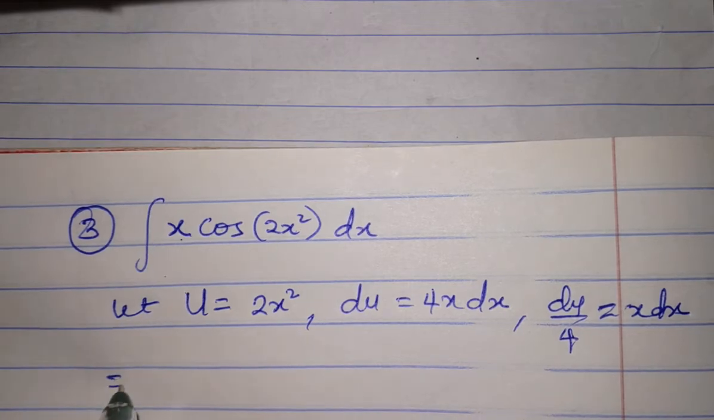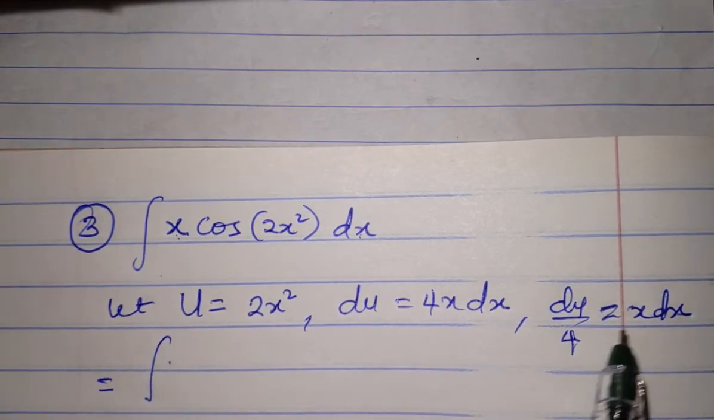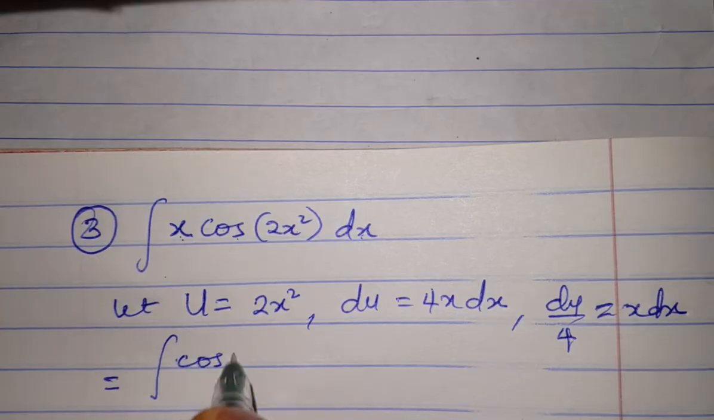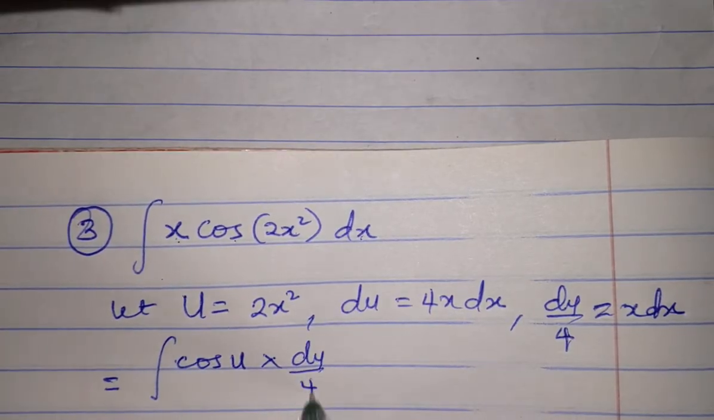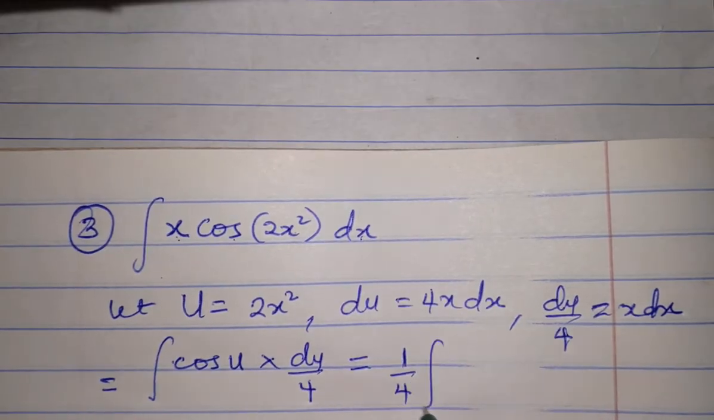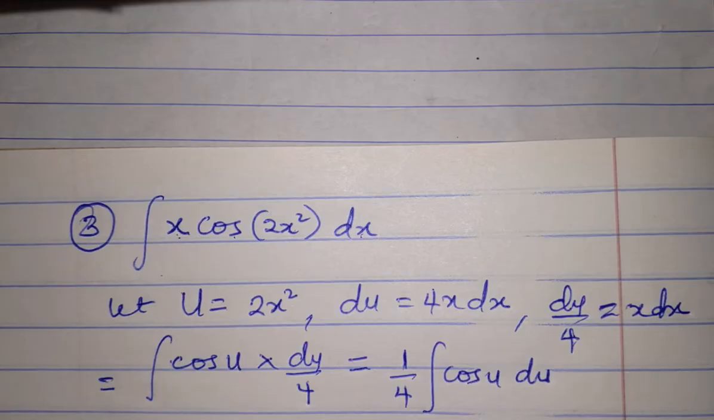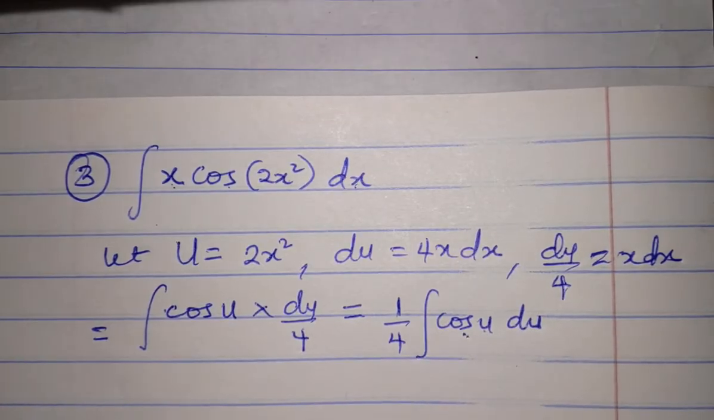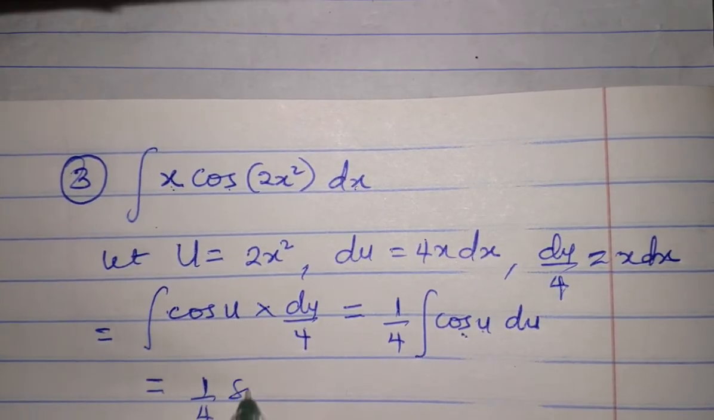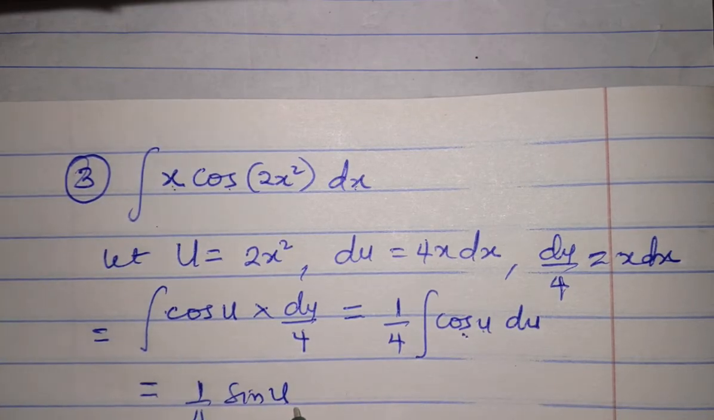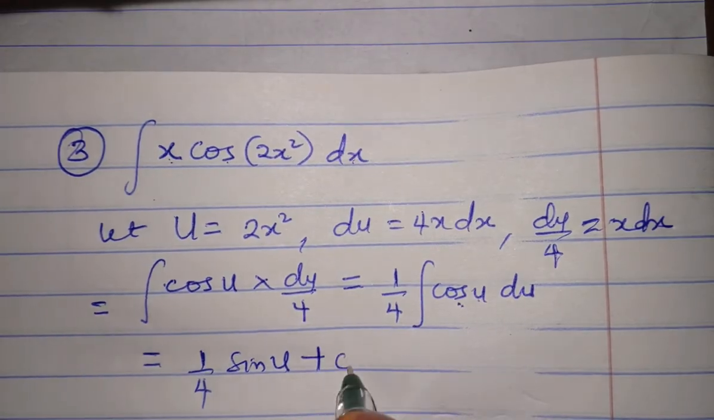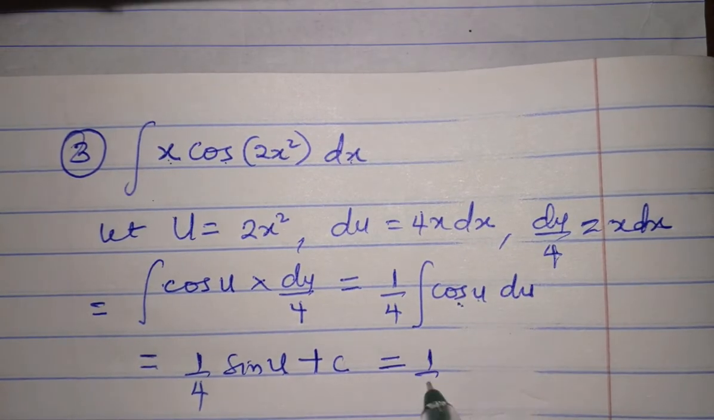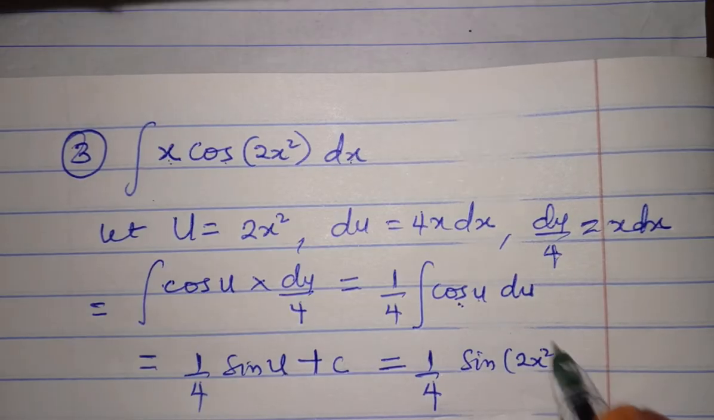So the integral is now the integral of x dx, which is already du over 4. This is now cos u. So we have cos u times du over 4, which is 1 over 4 integral cos u du. Integrating cosine will yield sine. So the integral of cos u is sine u. We have 1 over 4 sine u. This integral is indefinite, so we must add the arbitrary constant c. Okay? Remember what u is. u is 2x squared. So this is 1 over 4 sine 2x squared plus c.